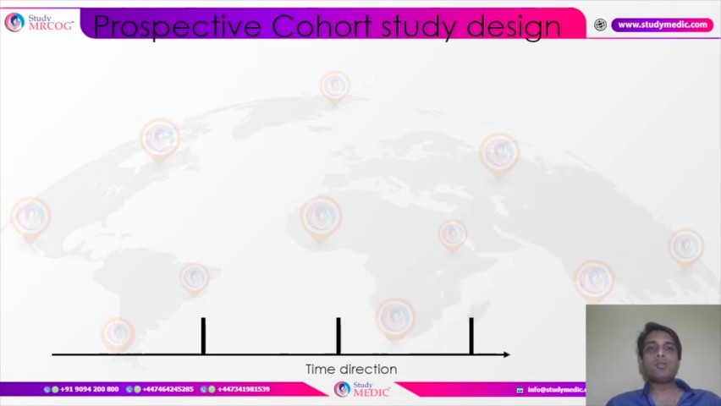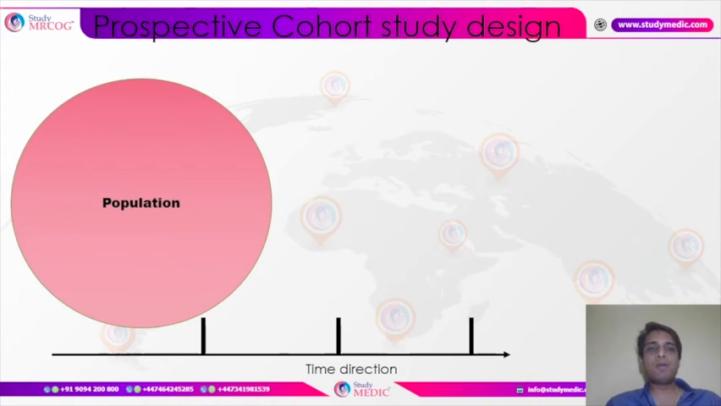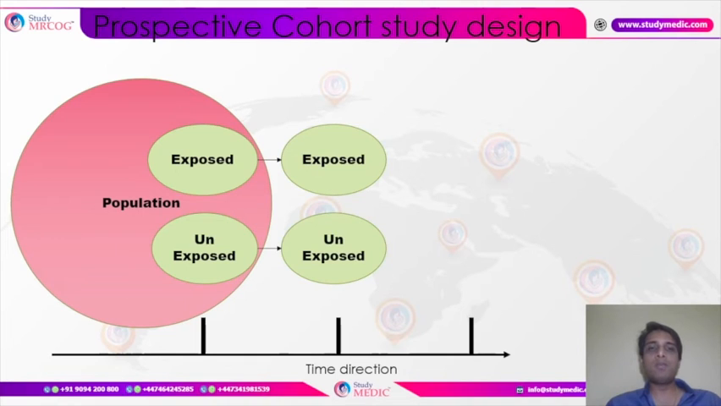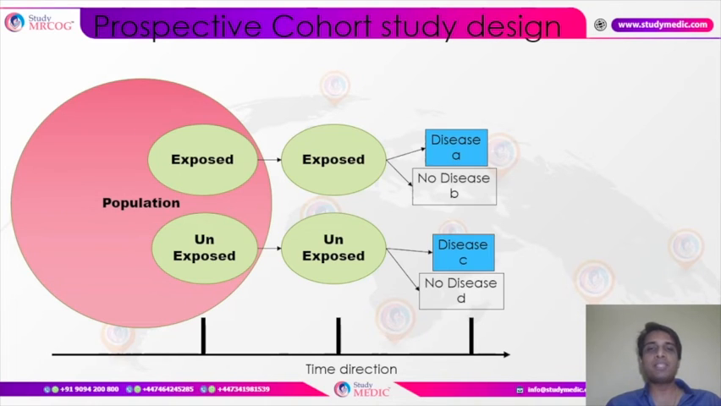Coming to prospective cohort study design. From a population, we select those who are already exposed or not exposed, or we may follow them up to see if they get exposed or not exposed, and then we choose exposed or not exposed. Both are possible, for example, in the Framingham heart study. Then we follow them up through time and see how many of them develop the disease or not. Outcome or development we are following up.